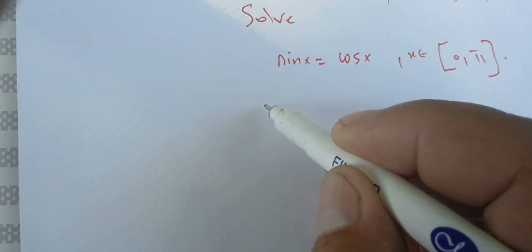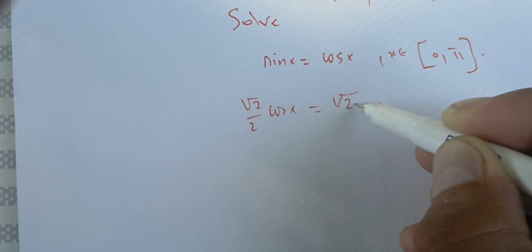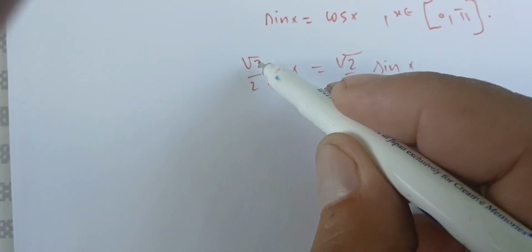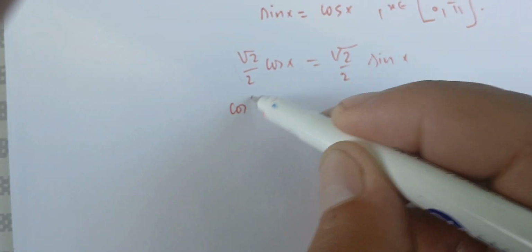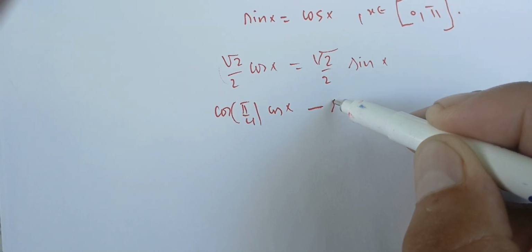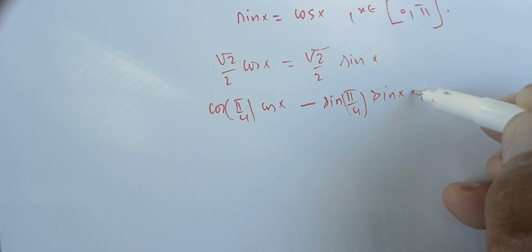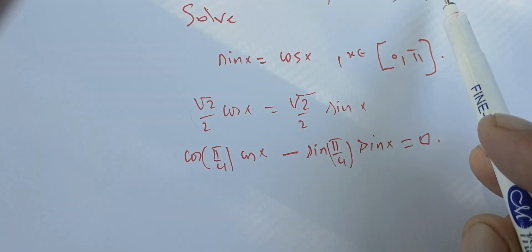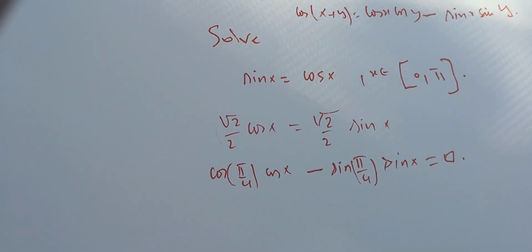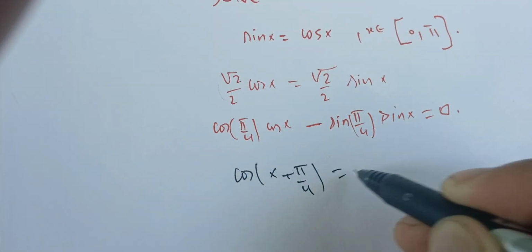Okay, so if we multiply, we have the square root of 2 over 2 cosine x is equal to the square root of 2 over 2 sine of x. And here we know the square root of 2 over 2 is just cosine of pi over 4. So cosine of pi over 4 times cosine of x minus sine of pi over 4 times sine x is 0. Now using this rule here, I get the cosine of x plus pi over 4 is equal to 0.